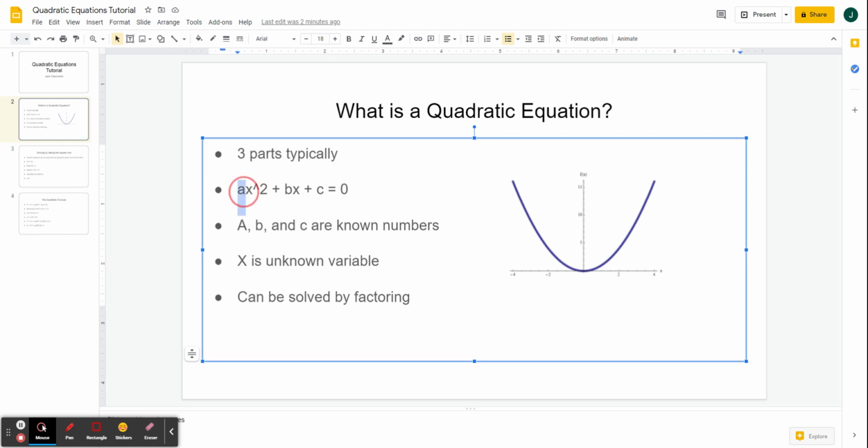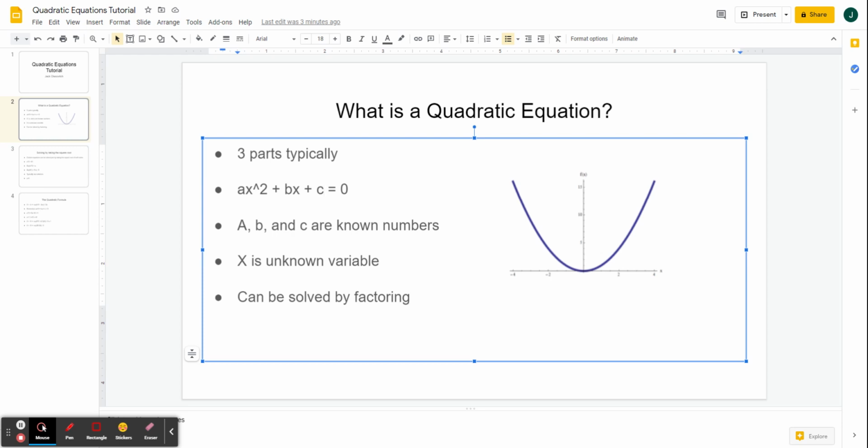So a is the coefficient of this first part of the expression, which will be x squared. b is the coefficient of x in the middle, and c is your constant. So it's just a number. It's not multiplied by anything. It's just that number. And x is your unknown variable, like in all the other equations.